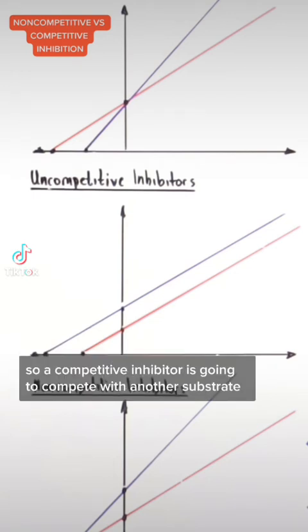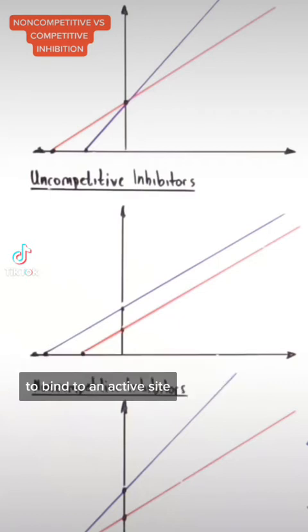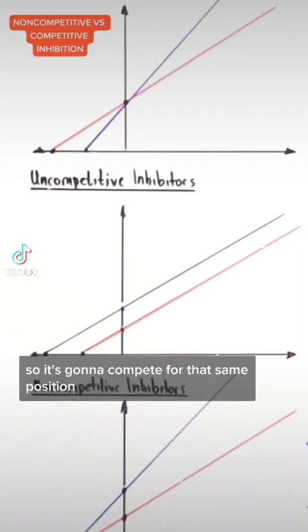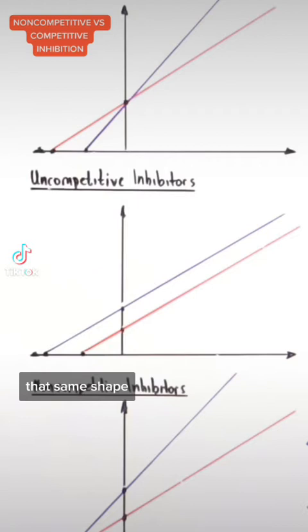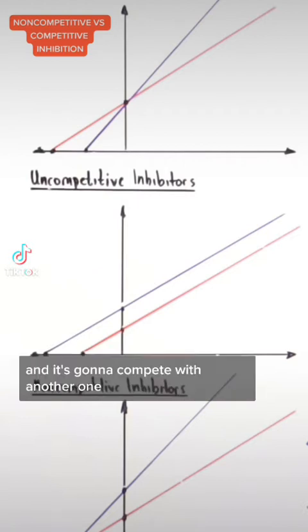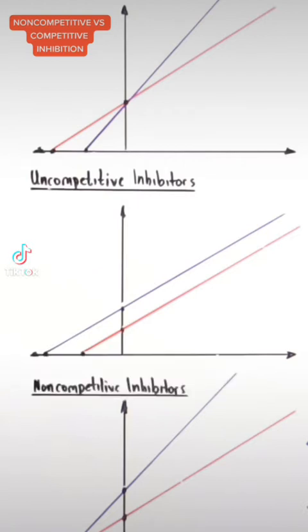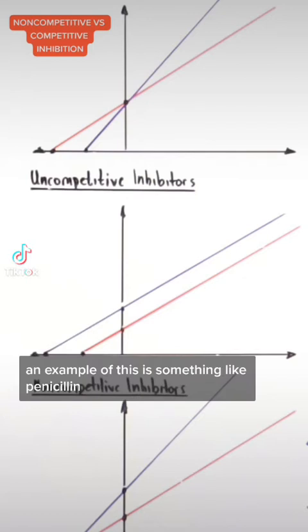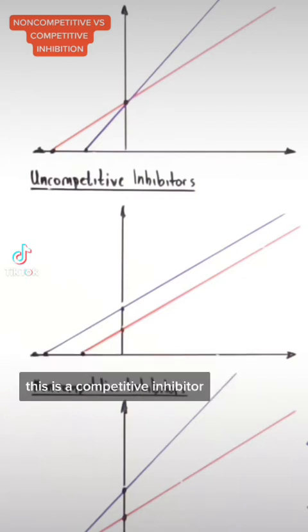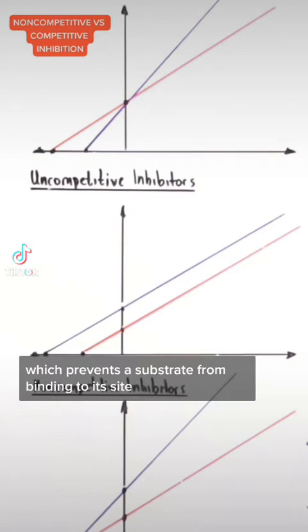A competitive inhibitor is going to compete with another substrate to bind to an active site. It's going to compete for that same position, that same shape. It's going to try to fill it, and it's going to compete with another one. An example of this is something like penicillin. This is a competitive inhibitor, which prevents a substrate from binding to its site.